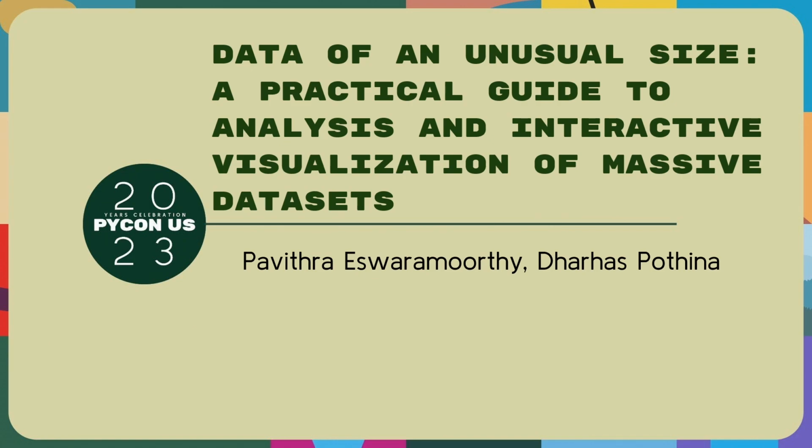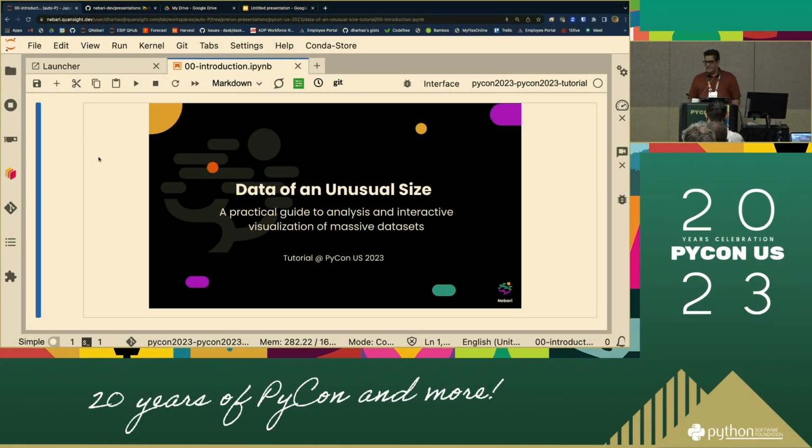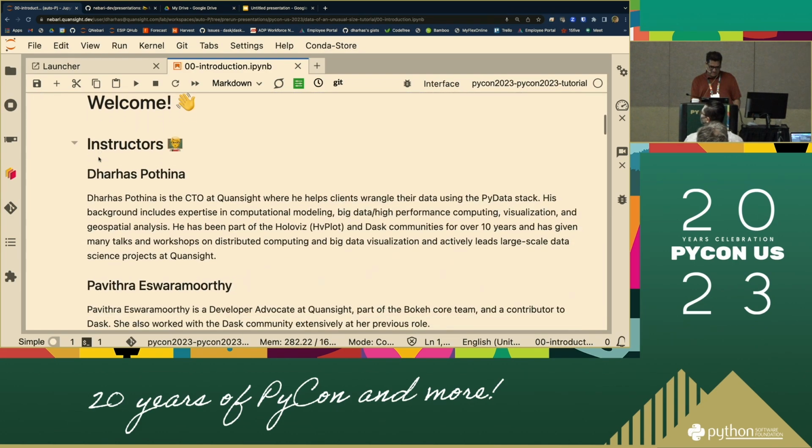Okay, I guess it's 9, so I'm going to go ahead and get started. If any stragglers come in, I may jump back to the startup instructions a bit. So welcome. Today's tutorial is going to be on data of an unusual size, with reference to Princess Bride.